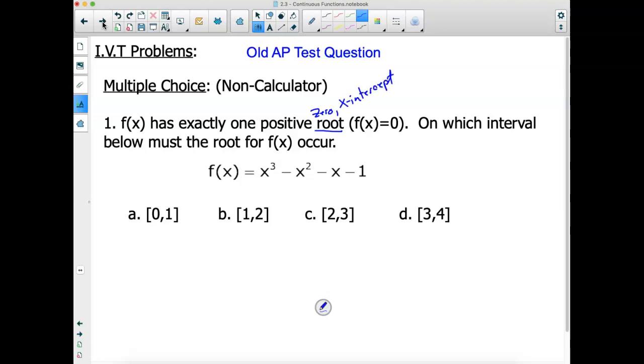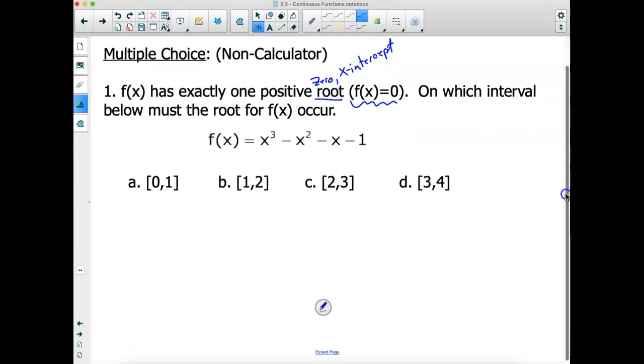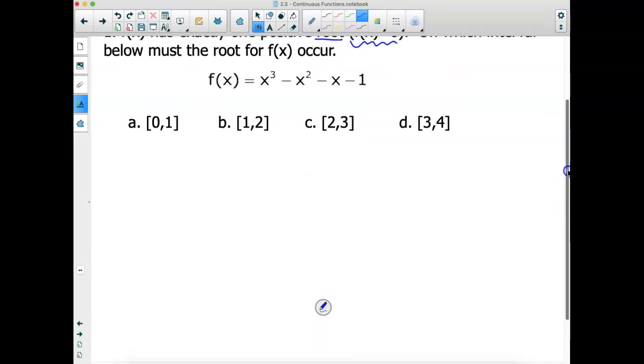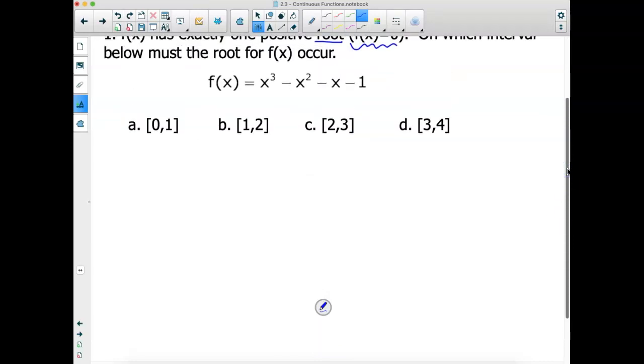All a root is, remember, is f of x equals 0, some y equaling 0. So f of x has exactly one positive root. On which interval below must the root for f of x occur? Well, all we've got to do is go through and test some stuff. So here's my function, f of x.